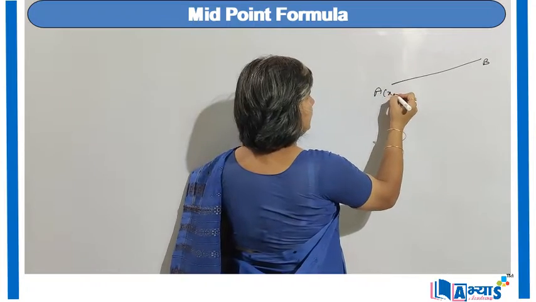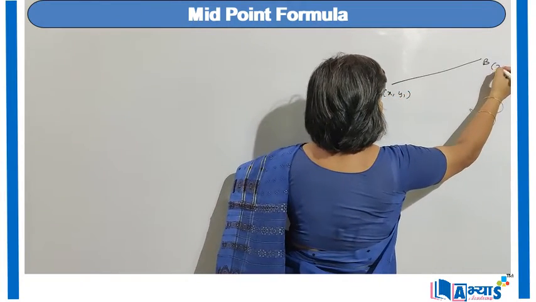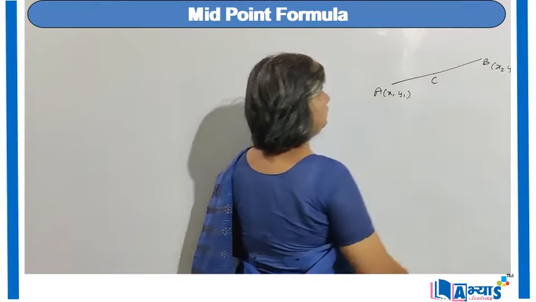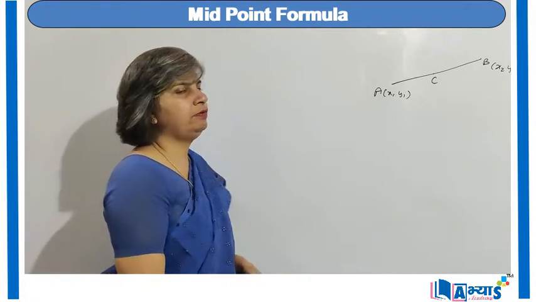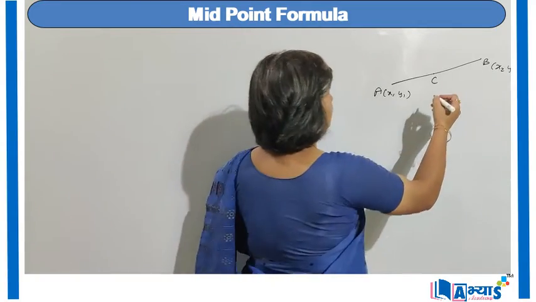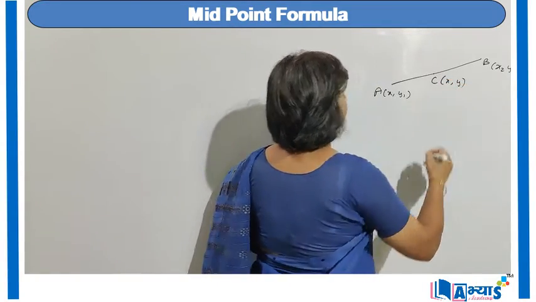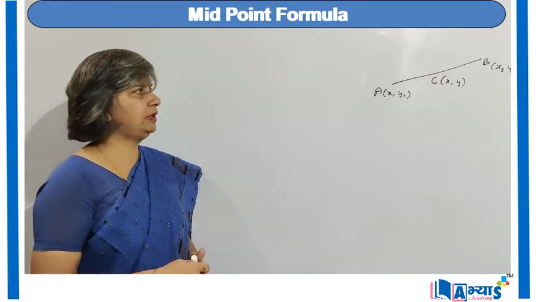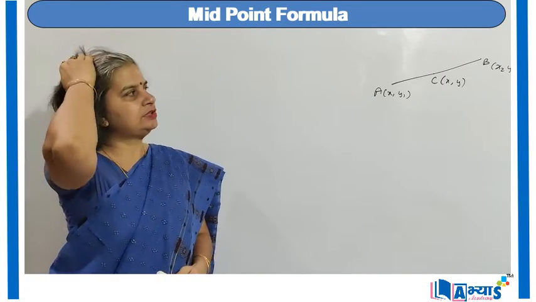with A having coordinates x1, y1 and B having coordinates x2, y2, and we are supposed to find C, which is the midpoint, or we can say the coordinates of C are x and y. That means we are supposed to find the coordinates of the midpoint of the line segment AB. For this we will use the section formula.